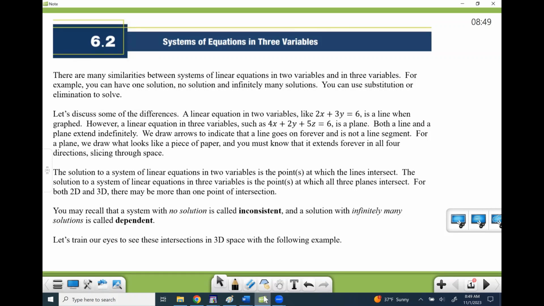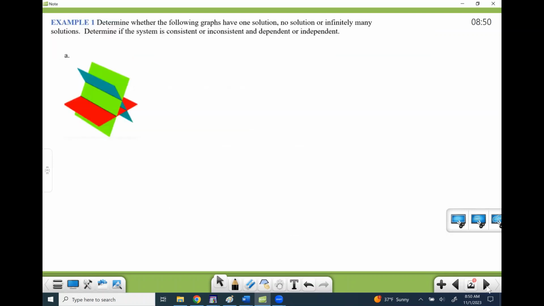We're still going to use the same terminology as far as inconsistent. So if we get no solution, it's going to be inconsistent. And then if we get infinitely many solutions, it'll be called dependent. But let's go and look at some pictures of what can happen and determine whether or not we have a solution, we have infinitely many solutions, or we have no solutions. Okay. So the solution for a system of linear equations in three variables is going to be the point or points where all three planes intersect.